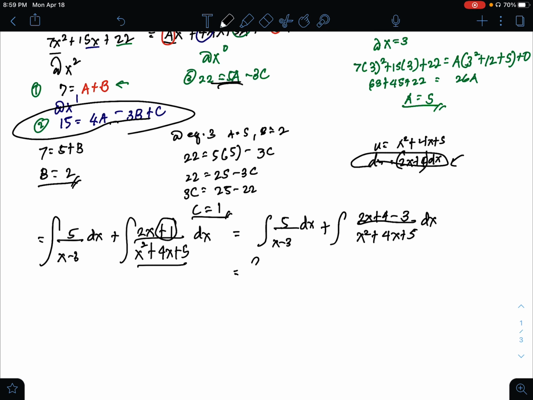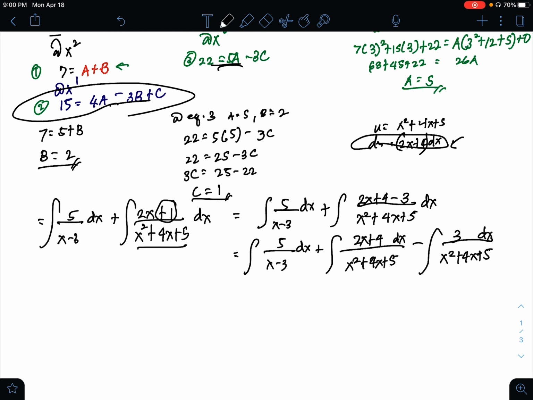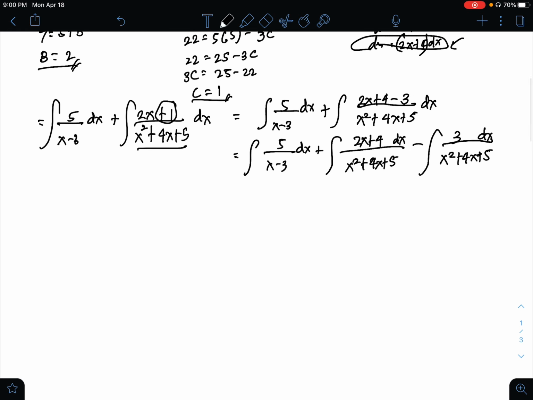Then later on, this is 5 over x minus 3 dx. We can actually separate it into x squared plus 4x plus 5 minus 3 over x squared plus 4x plus 5 dx. We can do that, right? We did not violate any rule in algebra. So that would be 5 ln of x minus 3. Here, u is x squared plus 4x plus 5, so du is 2x plus 4 dx.